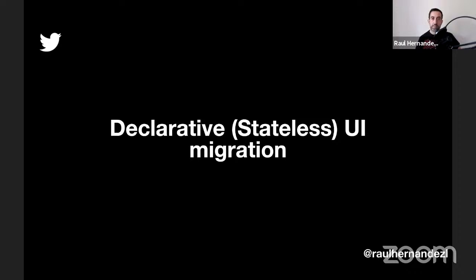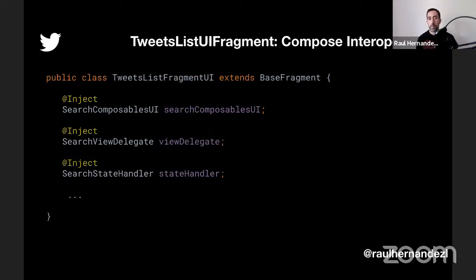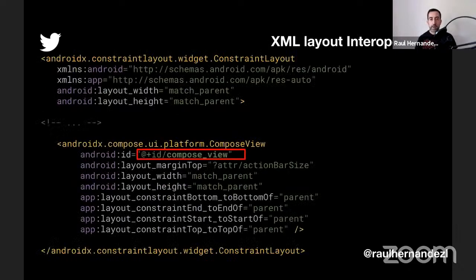Now, going to the declarative stateless UI migration. Why stateless? Because declarative UIs don't care about state. They just care about rendering things with a set of rules. So what we have here is passing the state flow handler with a collected state, passing this to the declarative UI that we're going to use instead of the imperative UI. Here we are. So we have the fragment, and the fragment contains something called search composables UI, which is containing all composables that I have, search view delegate, and then search state handler, the ones that you already know, of course.